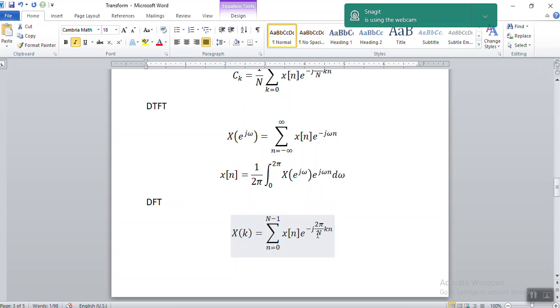So, Z replaced by e to the power minus j 2 pi by N is nothing but the modulus of Z, or magnitude of Z, equal to 1. And instead of e to the power j omega, instead of Z to the power minus n, Z is being replaced by e to the power minus j 2 pi by N. So, it is N equally spaced samples on the unit radius circle. So, that is the relationship between Z and DFT. Up till here, this is the DFT.